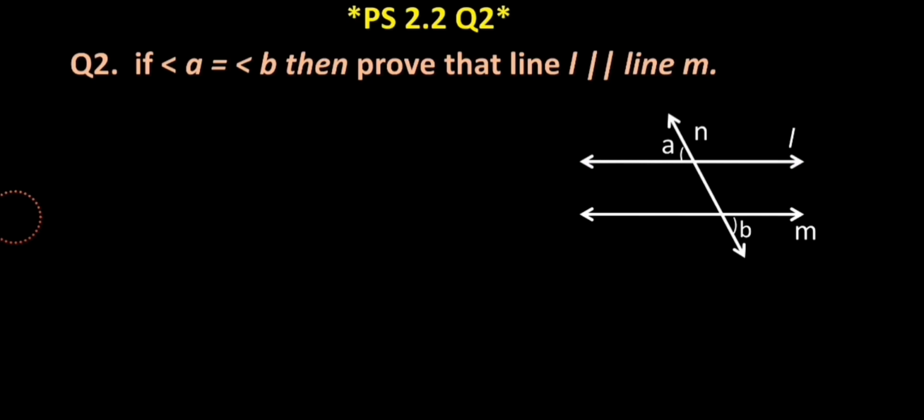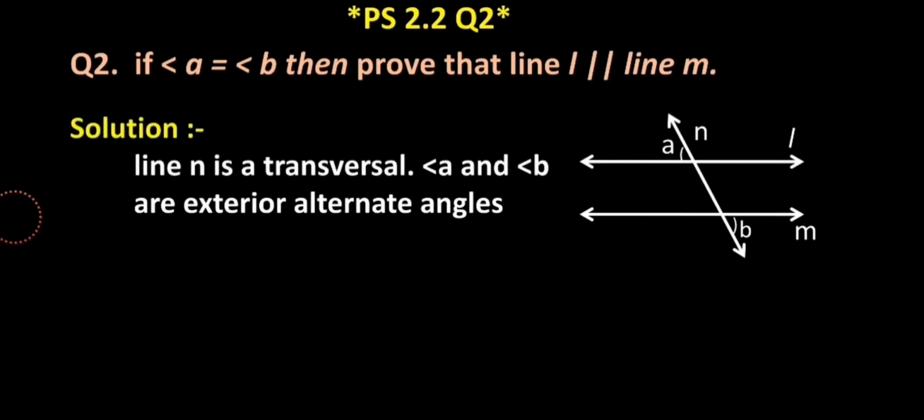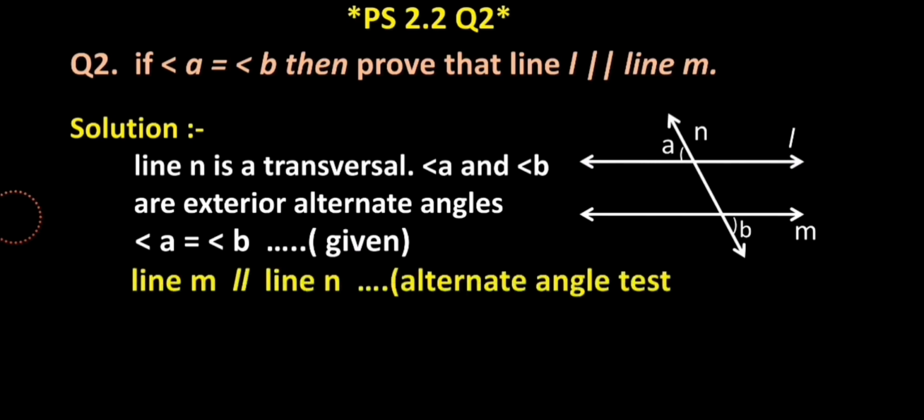So first of all, I've mentioned the details the way I told you, and then we know angle A and B are congruent to each other or equal to each other given to it, and then I can say directly line L and M are parallel to each other by alternate angle test. Buckle up to solve question number 3 from PS 2.2.